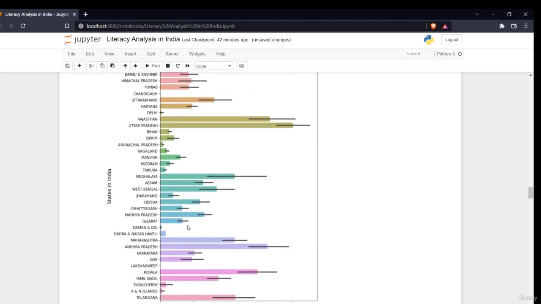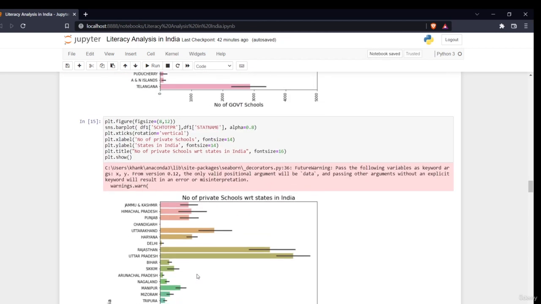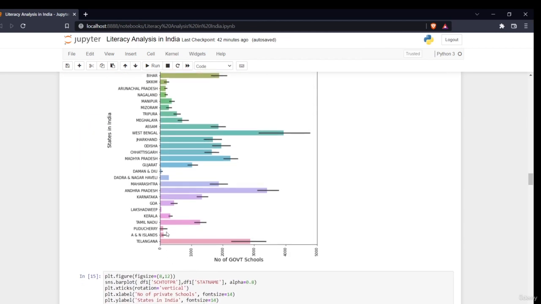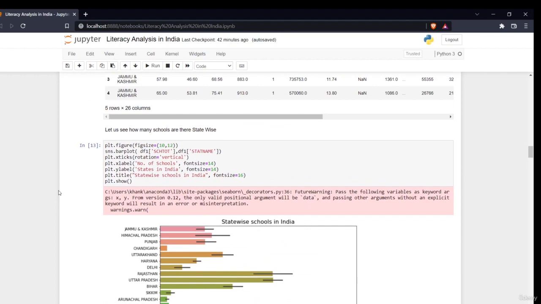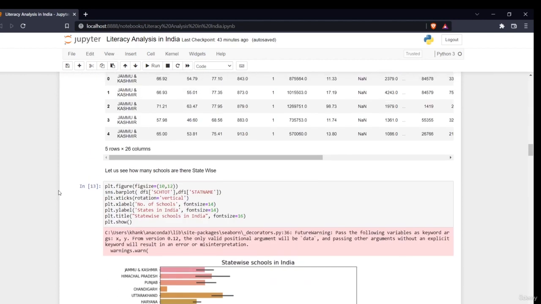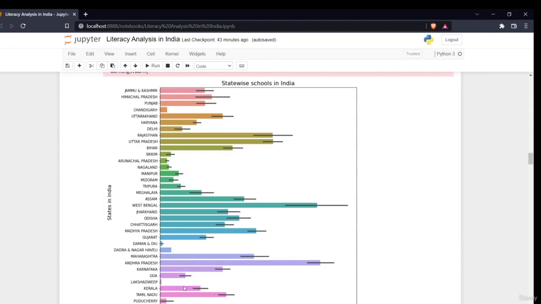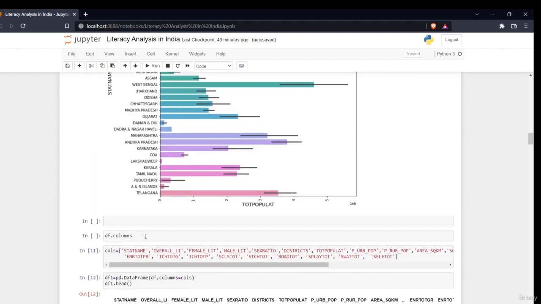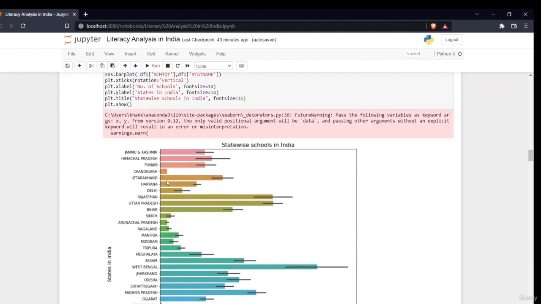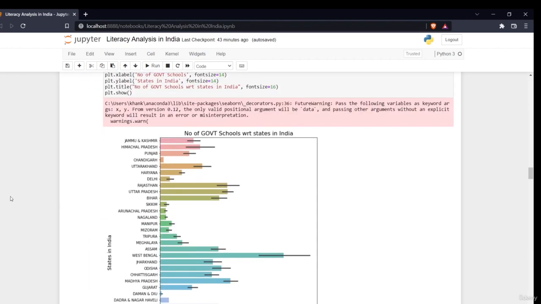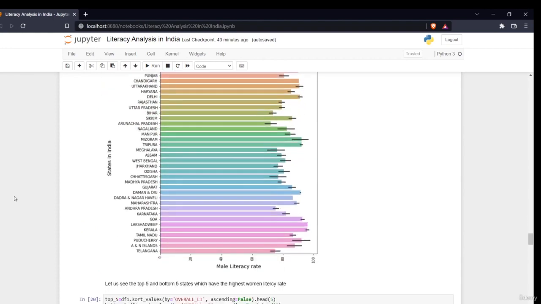Now, the number of private schools in Kerala is good, and the number of government schools is less. So we can say that in Kerala the private schools are very good with respect to government schools. If you look at the statewide schools, Kerala has many. With respect to area, Kerala is very small, and with respect to that the schools are very good. So we can see that the very best state in this is Kerala.